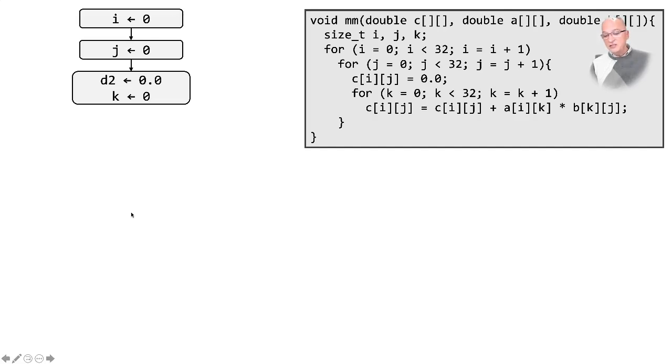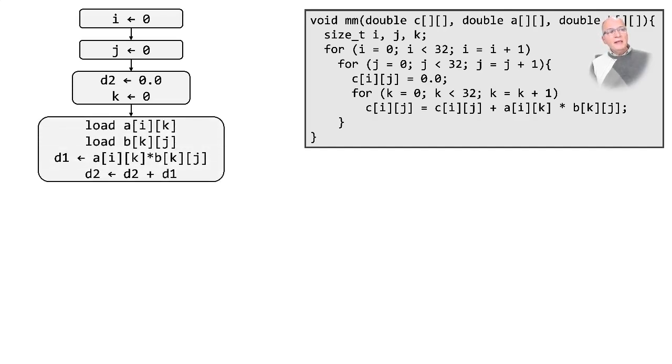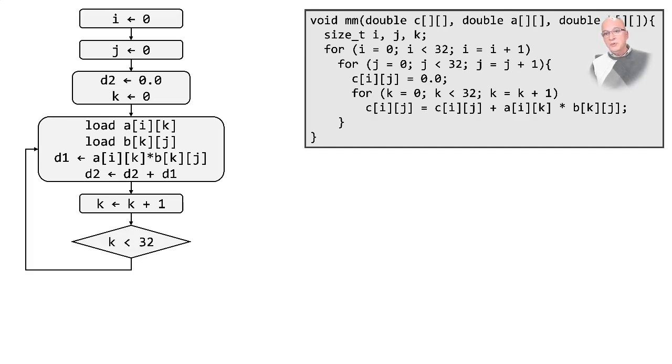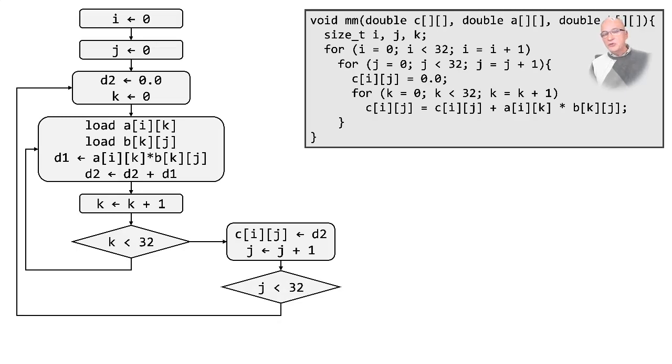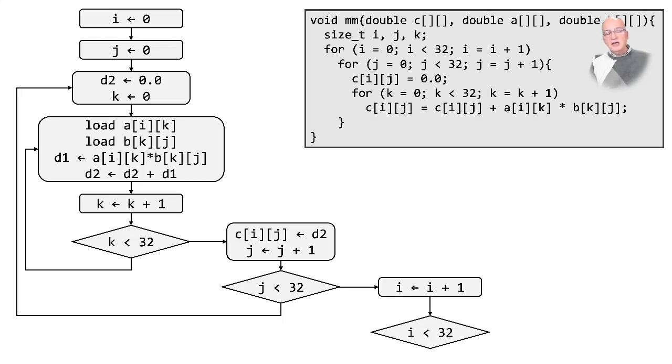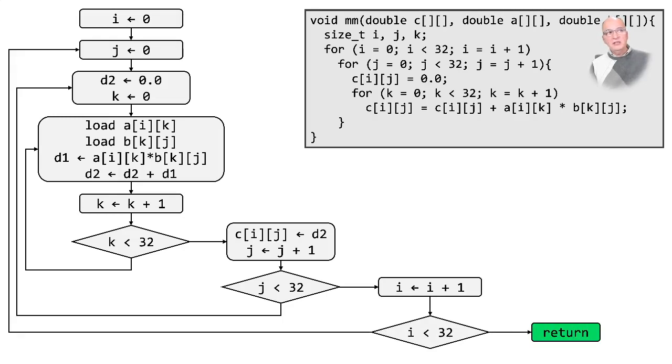in the beginning without testing anything, and then performing the body of the loop. And after I perform the body of the loop, I can increment k, and then I can test to see if I'm done. If I'm not done, I go back to the body of the loop. If I'm done, then I store the value of D2 into Cij, and I increment j, and I test, and I go back to the beginning of the loop. And finally, I increment i, test, and I go back, or I return. So as you can see by the block diagram, I have many fewer control flow instructions because I don't have the test in the beginning of the loop and the jump at the bottom.